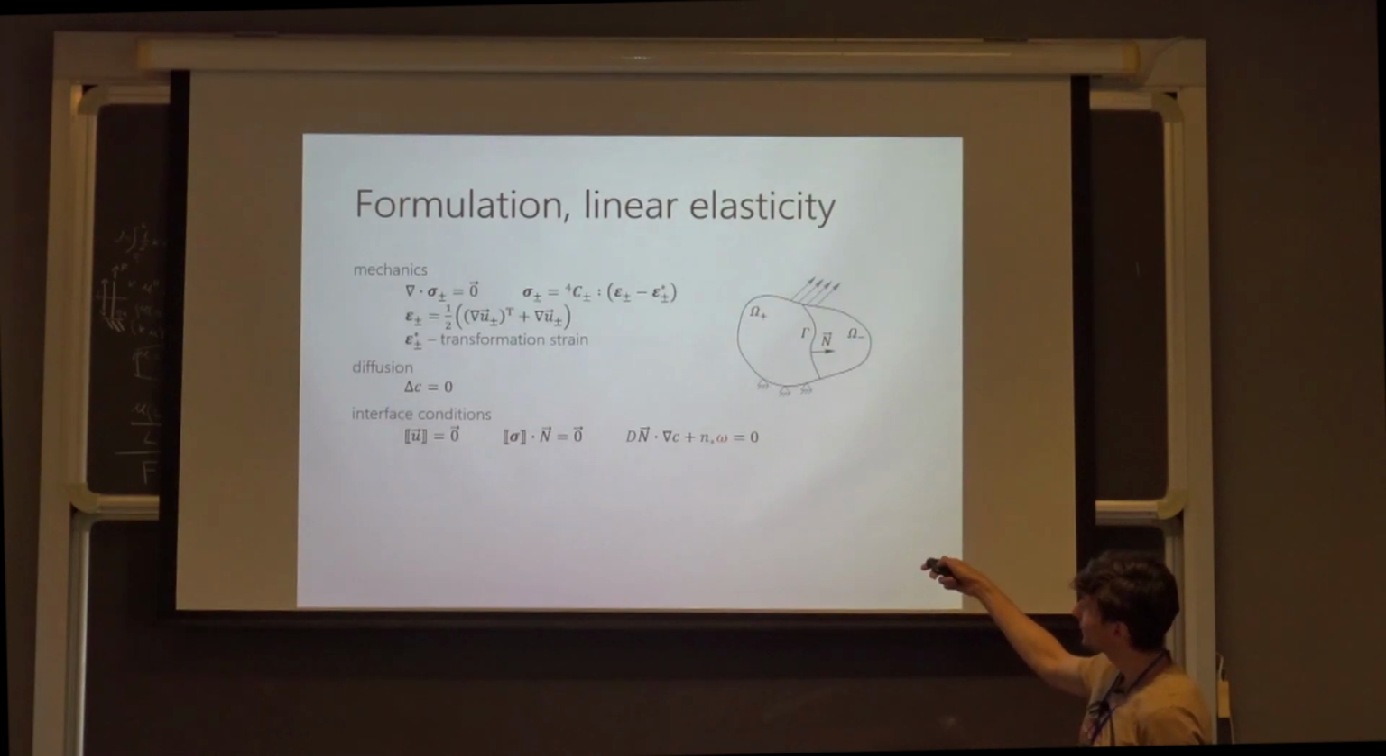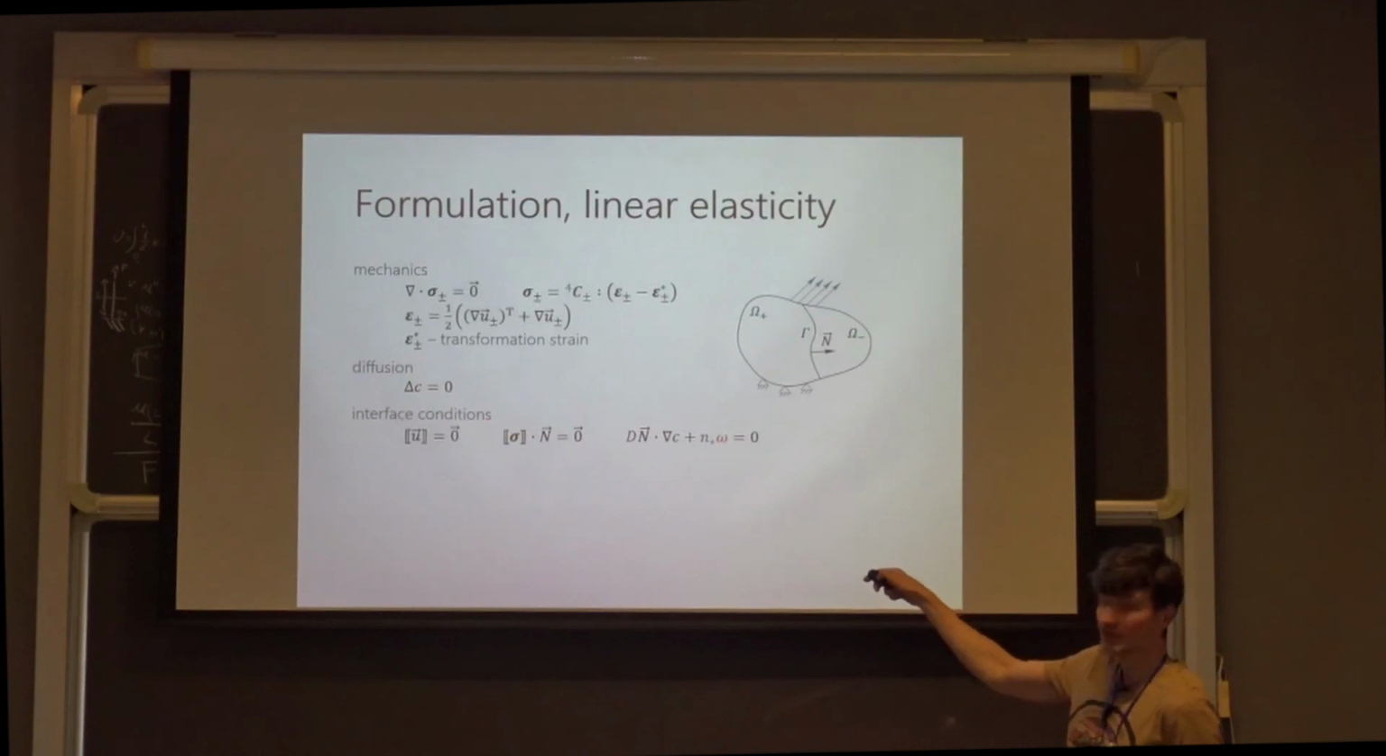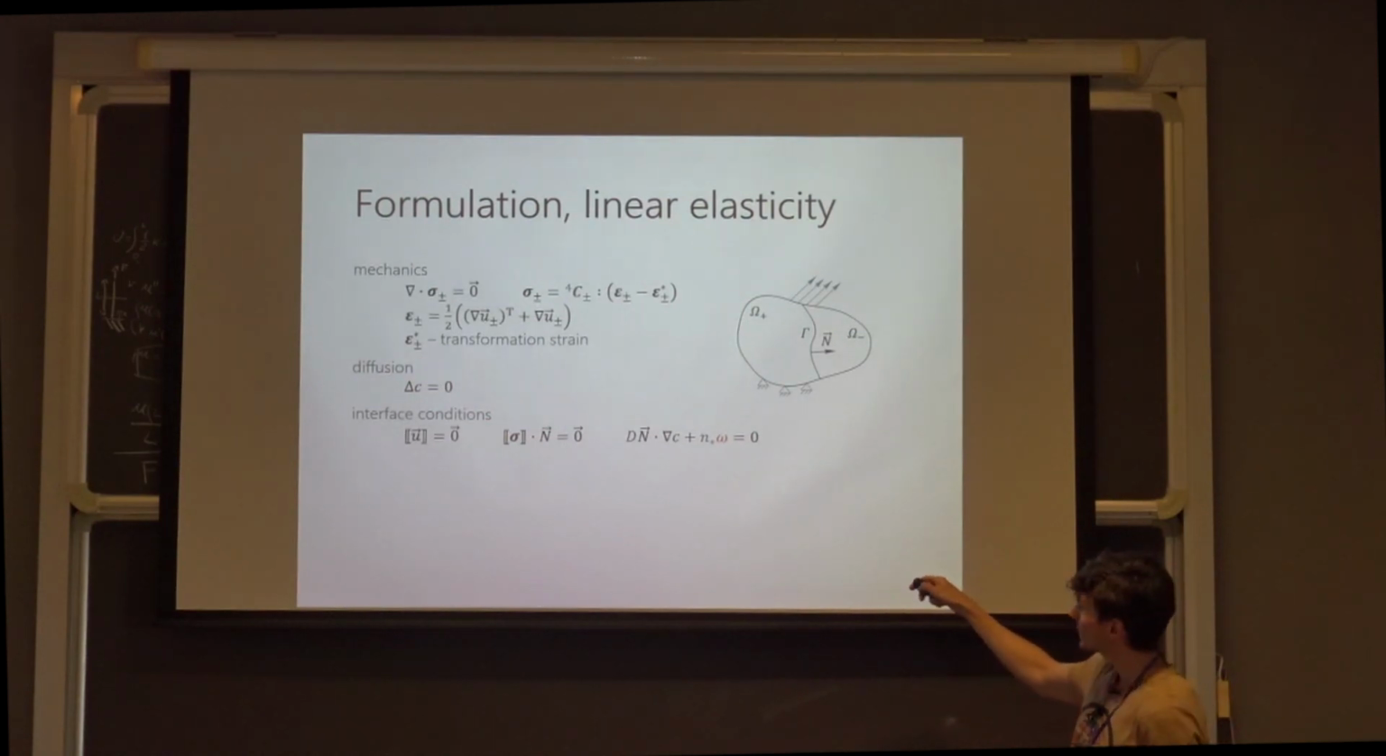So we have linear momentum balance. We have Hooke's law. We have transformation strain, intrinsic transformation strain in each phase. Diffusion is described as a stationary diffusion process. We have interface conditions: continuity of displacements, continuity of tractions. And for the diffusion, we have the flux at the interface, which is consumed by the reaction rate. So this omega symbol stands for the reaction rate.